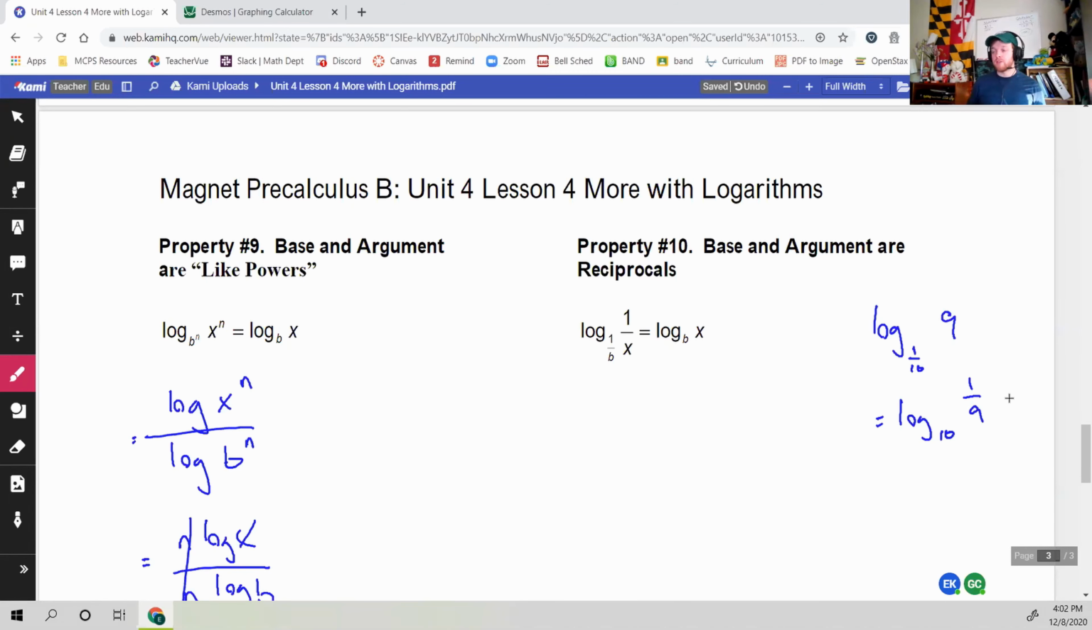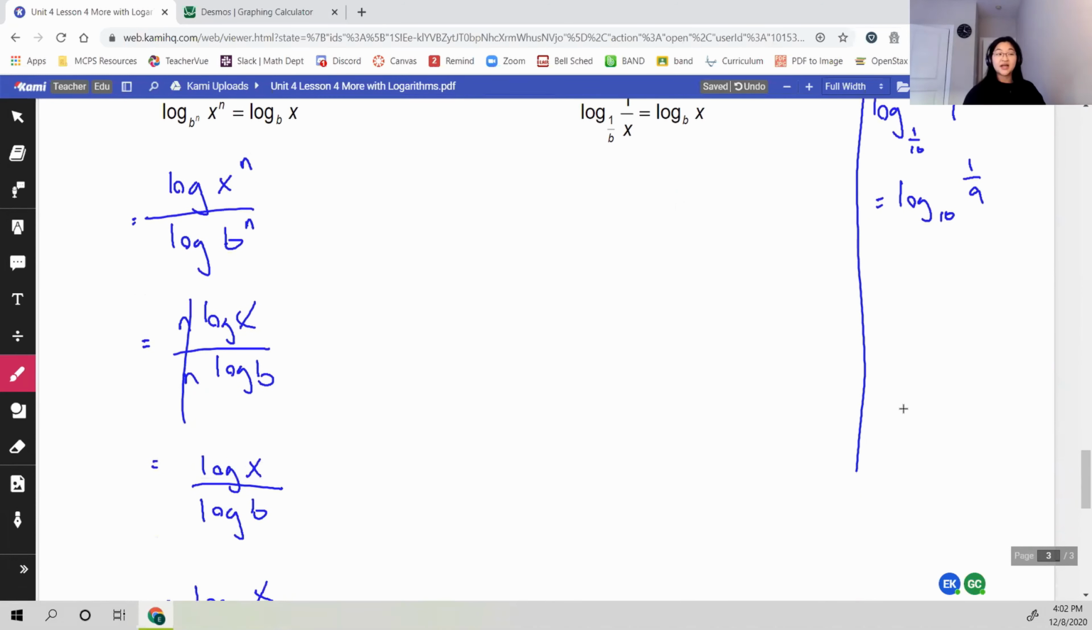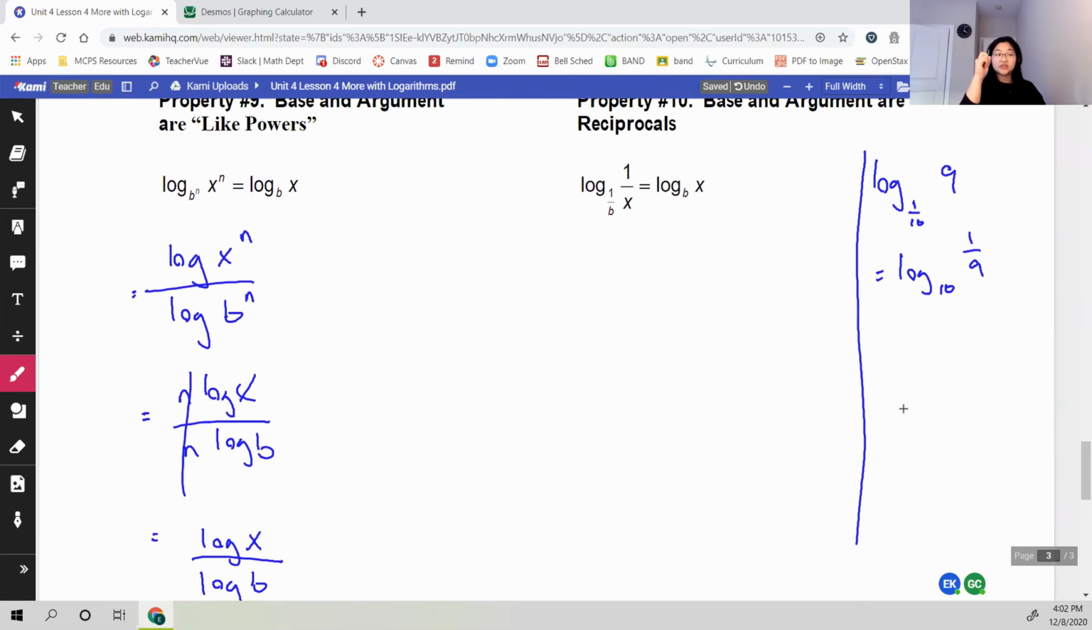I have a strange feeling that this is change of base. Well, yes, but what if in the other one from property 9, you said n equals -1? Is this just a special case of property 9? Is it? Is it? We're trying so hard.